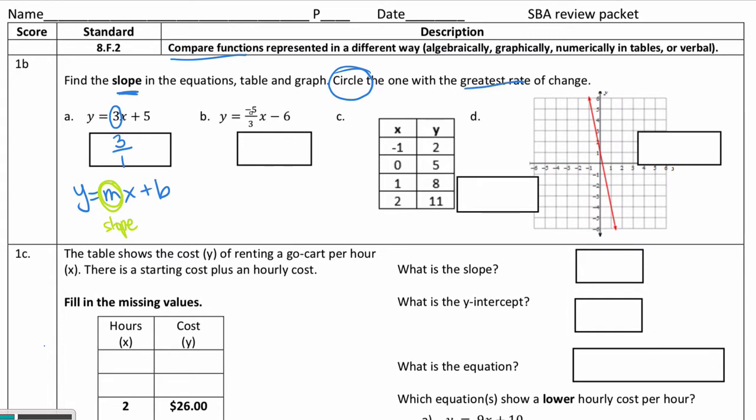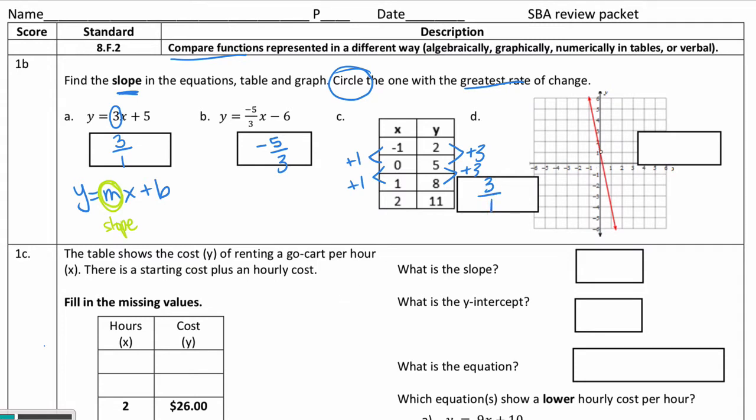Negative 5 over 3, same form, y equals mx plus b. So negative 5 over 3 is our slope. A little harder to find in a table, but we can do it. Change in y is plus 3. Change in x is plus 1. Again, change in y is plus 3. Again, change in x is plus 1. It would continue with the same slope because it's a linear equation. So our slope is change in y is 3 over change in x is 1.